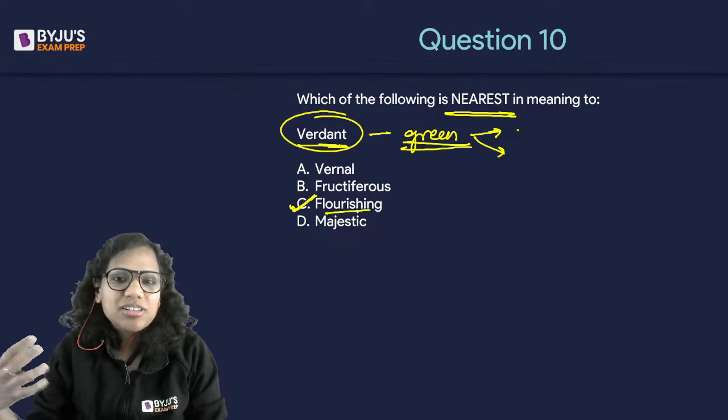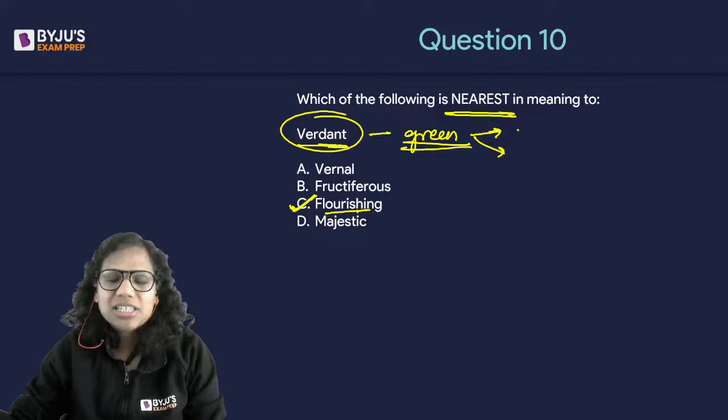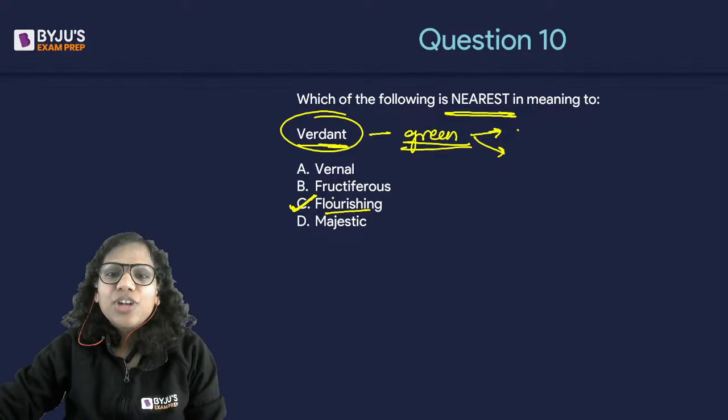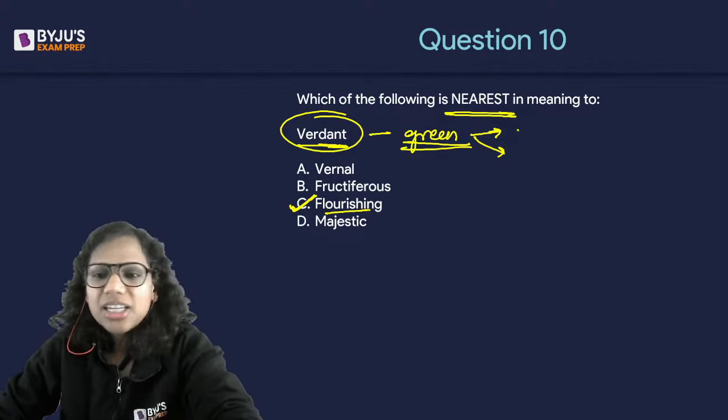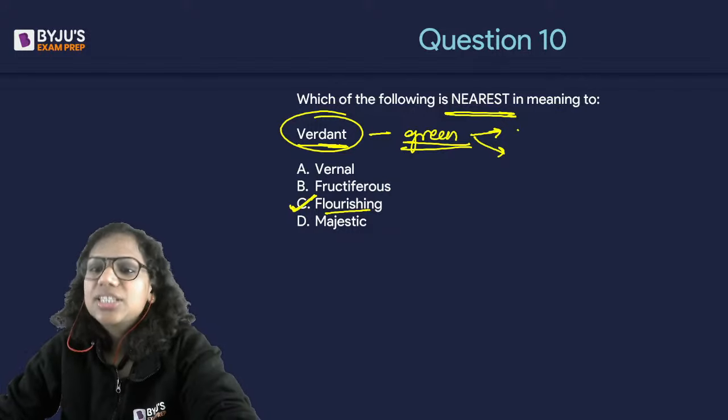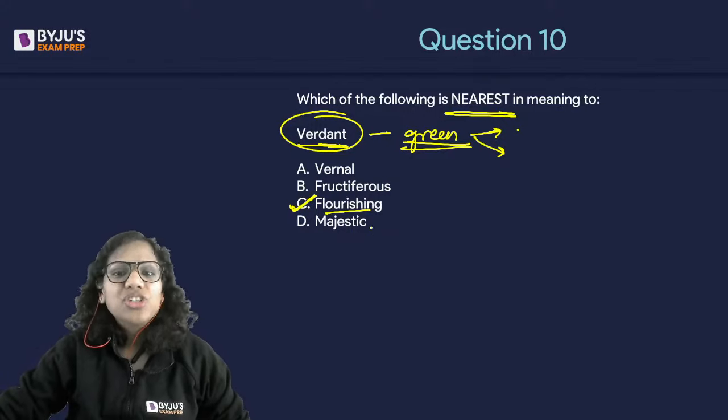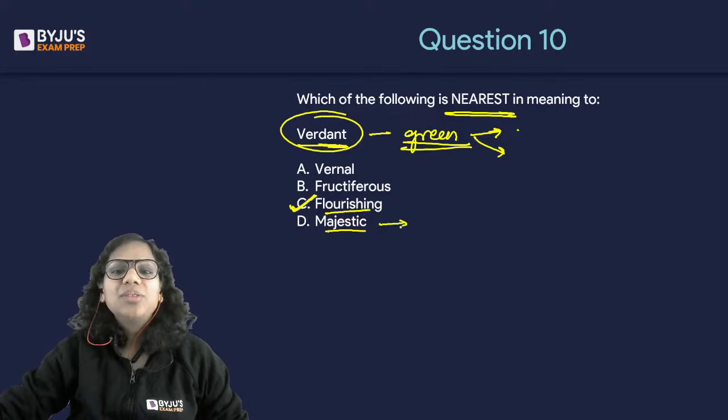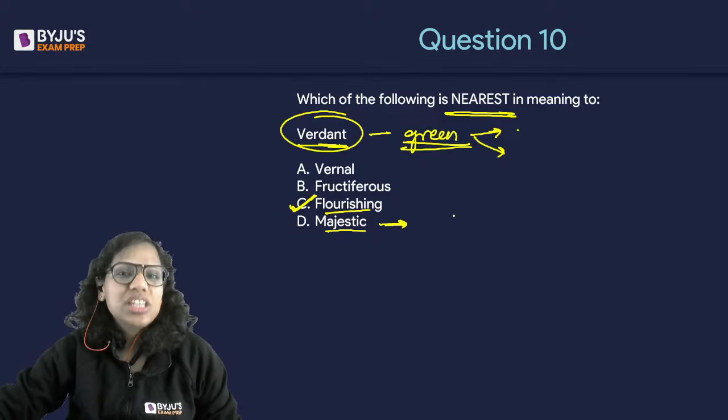These are healthy plants, growing plants, lush green plants, right? So flourishing is the answer here. C. Did anyone say C? Yes. Ayushi said C. Sanjeet said C. Good. Majestic, no. Majestic is something that's very impressive, something that's magnificent. That's not the idea here.